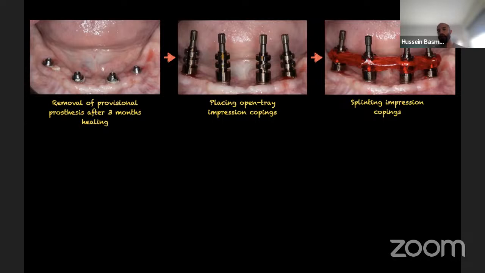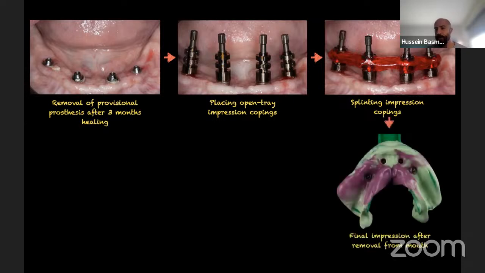And whenever we create the verification jig, keep in mind, you don't want to fill the whole area with the verification jig material, because you want to avoid the shrinkage of this material that you're using. So it's always better to section this after you do the whole verification jig. You section it in very tiny places, and then you use the verification jig material again to seal those areas. So we take a final impression after removal.